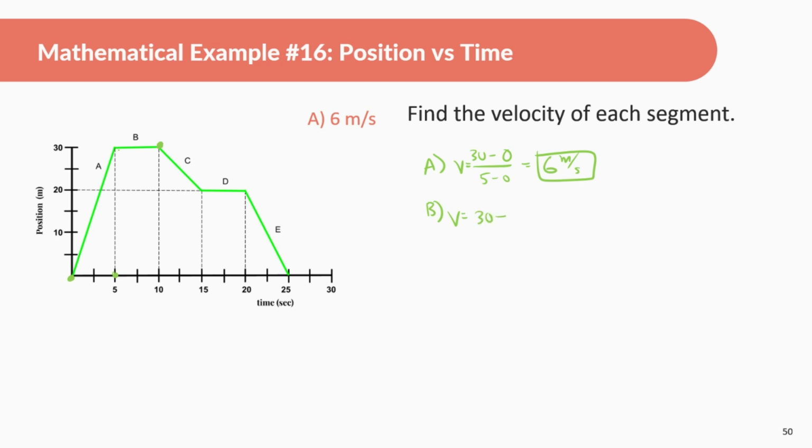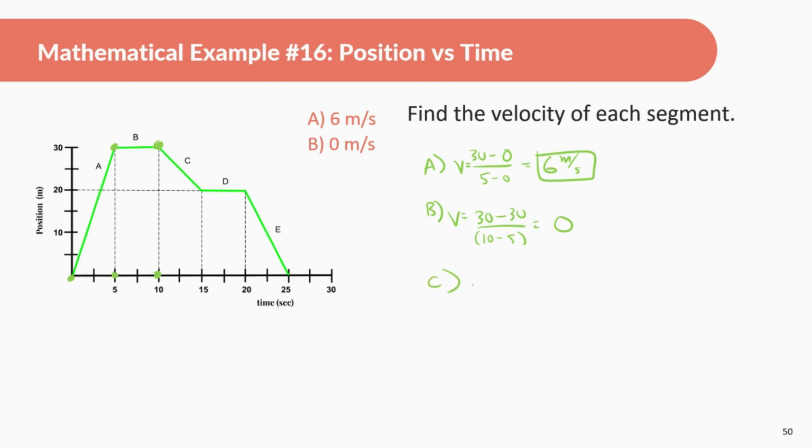Okay, part B. The velocity is equal to the final position, which in this case is 30. The initial position of B right here is also 30. And the time is from 10 seconds to 5 seconds. So I'm going to do 10 minus 5. And 30 minus 30 is just 0, so this whole thing is just 0.